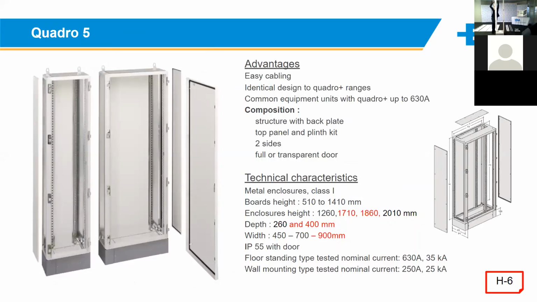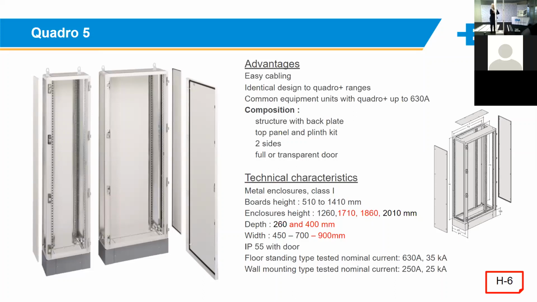Then going to the Quadro 5 system. The Quadro 5 can accept moulded case circuit breakers up to 630 amps. It is a pre-assembled product, so it's not a flat pack like we will see in the Quadro Plus that Anneli is busy building. So what you need to add onto the Quadro 5 is the side panels and then obviously all the accessories and kits that you would need inside the panel.